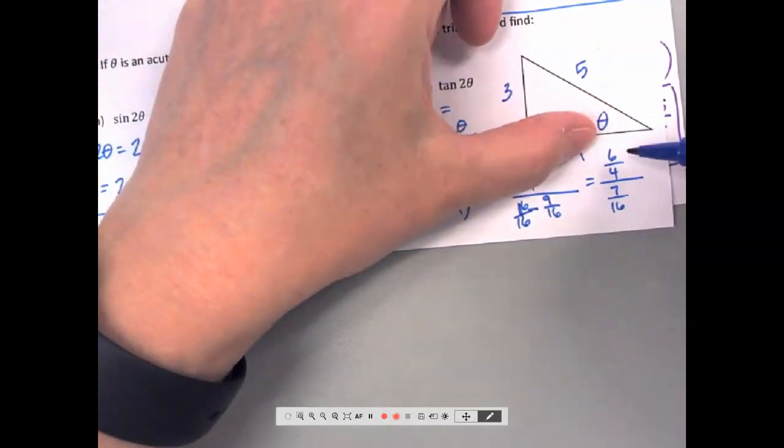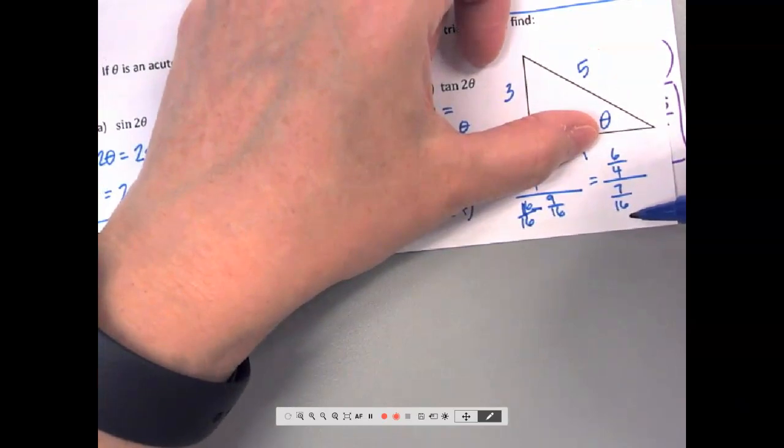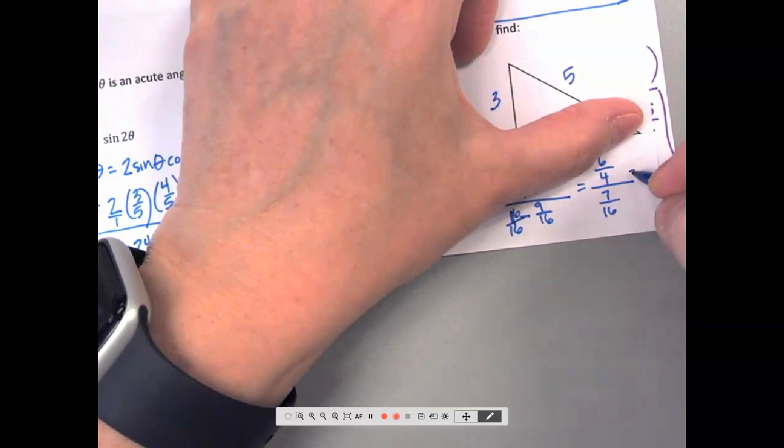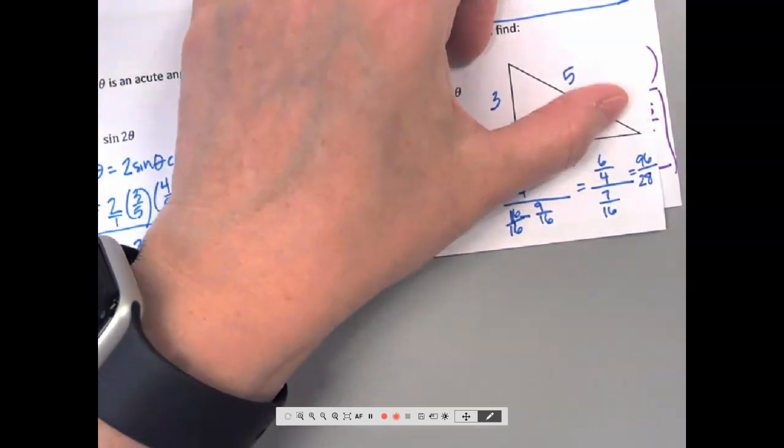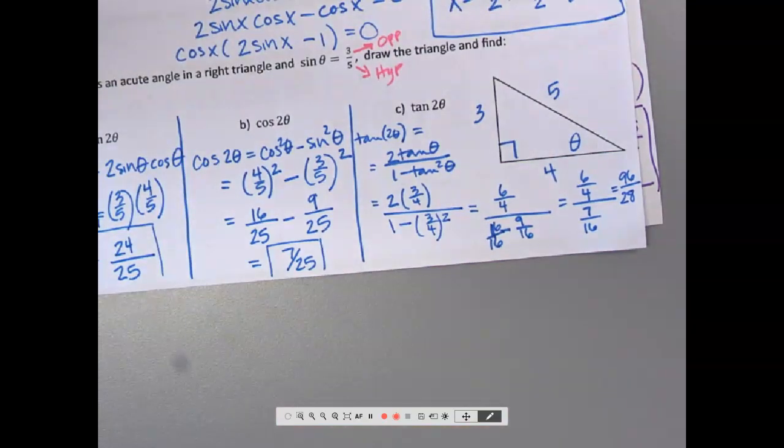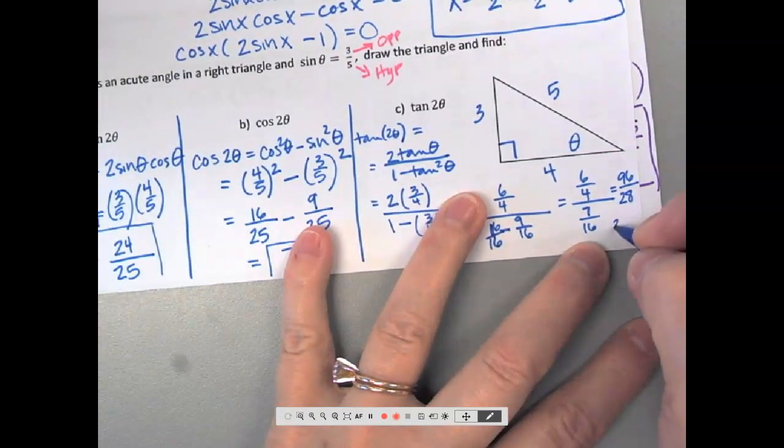All right, I can do 6 times 16 and get 96, and I can do 4 times 7, which is 28. I know that will reduce a little bit because those are both even numbers. So what would that be? 24/7. They both divide by 4. Nice. There we go.